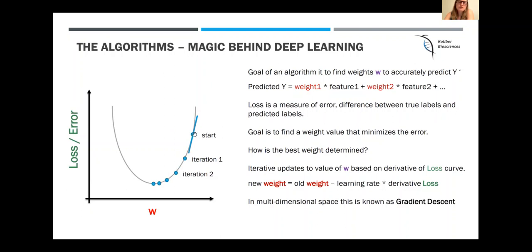At each iteration, you're taking your weight and walking it closer to the bottom of this well. Literally what you do is you say my new weight is my old weight minus a learning rate, which tells you how big of a step you generally want to take, times the derivative of this loss curve. So there's an actual equation that you're following every time you update a set of weights. In multidimensional space, this is known as gradient descent. This is the workhorse of machine learning. This is the magic behind how we come up with these ideal solutions.